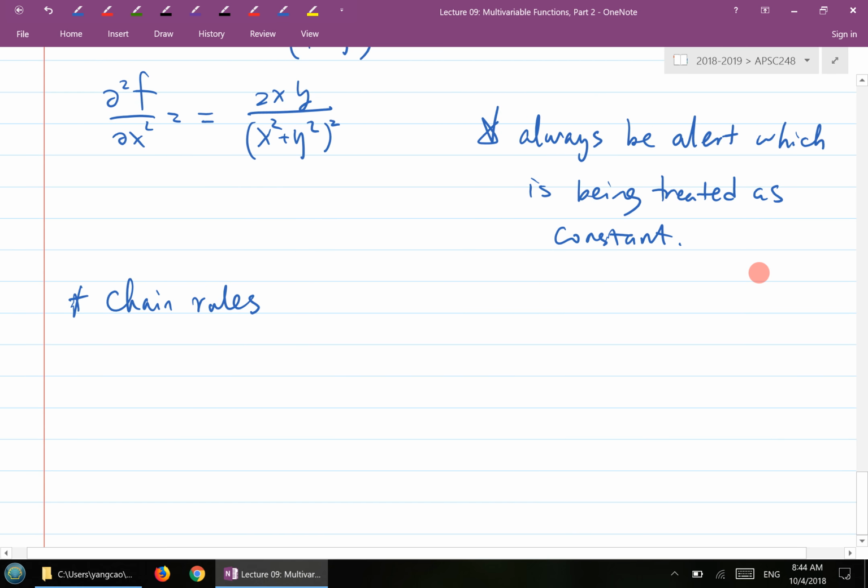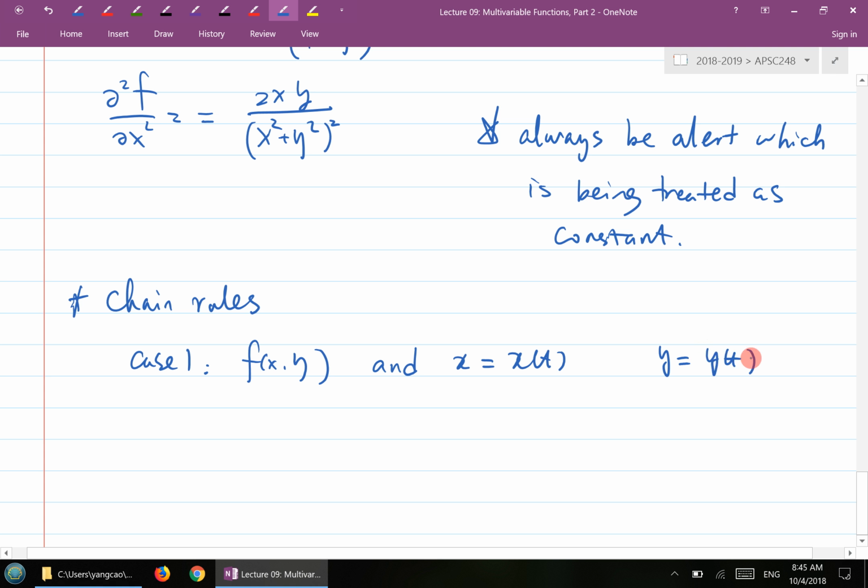Even though I don't write this chain rule down, I think by natural instinct you will actually apply this rule set very easily. Okay, so the first case of the chain rule is this: given, let's say, a function of two variables, and x is a function of t, and y is also a function of t.